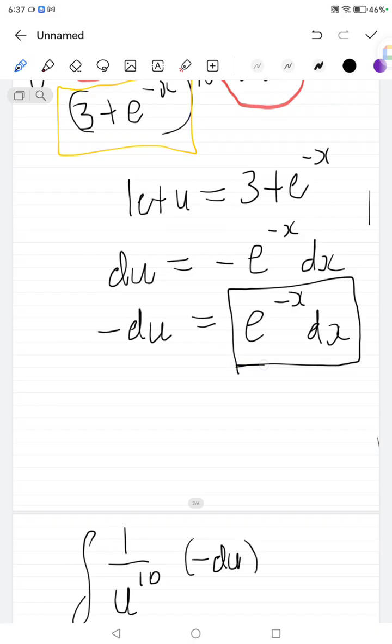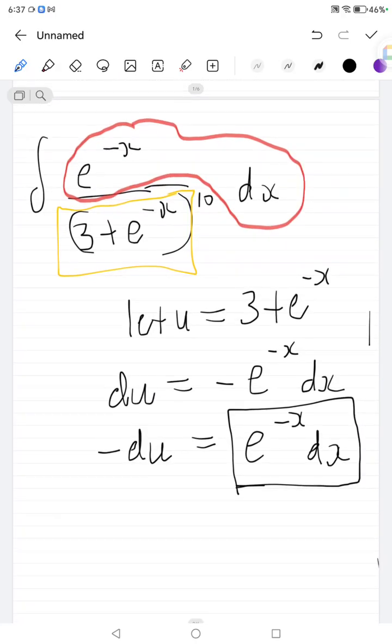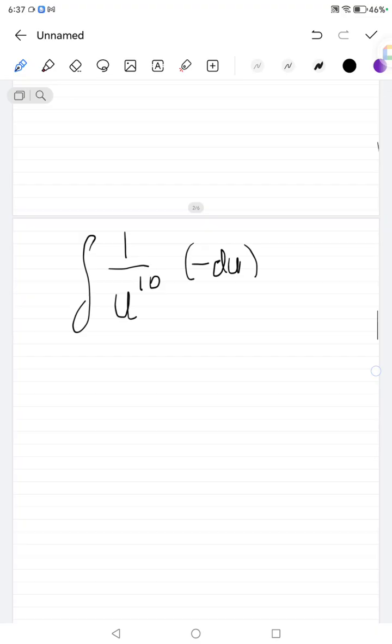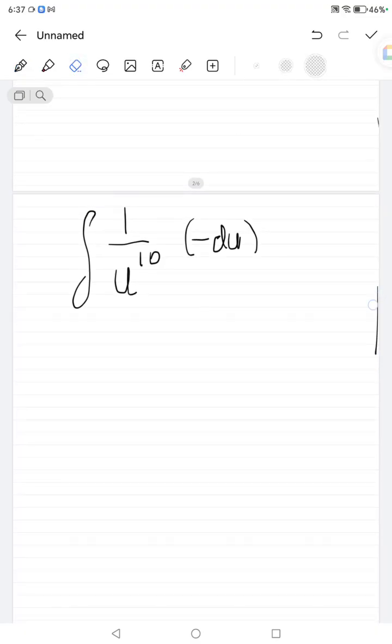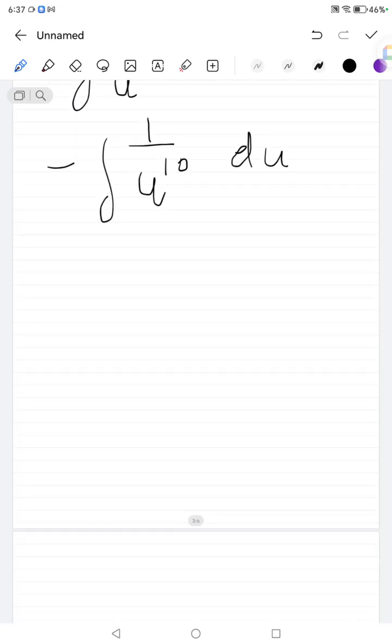This is like almost trying to separate the top part. Hence we're having 1 over u to the exponent 10. Then we have that minus du to the other side. Then you can see we can just take that minus to the other side, that we have 1 over u to the exponent 10 du. And okay, this one we can also write it like this. We have our u to the exponent minus 10 du.